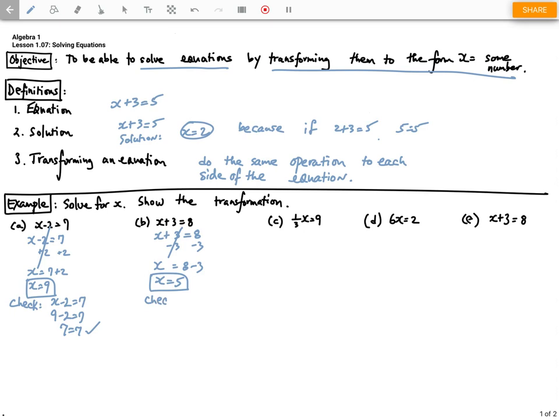Let's check the solution if it makes sense. x plus 3 equals 8. 5 plus 3 equals 8. 8 equals 8. It works out.